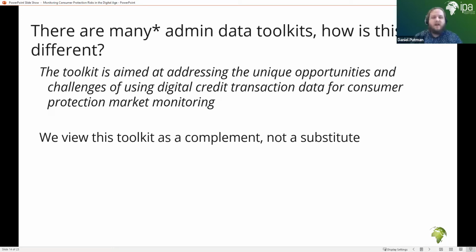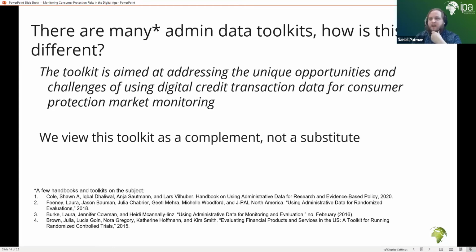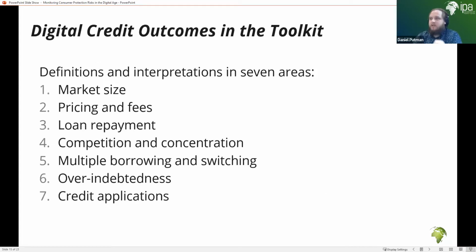We had to choose a thing to go deep on, right? And so we're doing digital credit, right? So we view this as a complement to the other toolkits, the other handbooks that are out there. Just a few right here. We'll probably be able to post these, but these are all referenced in the toolkit.